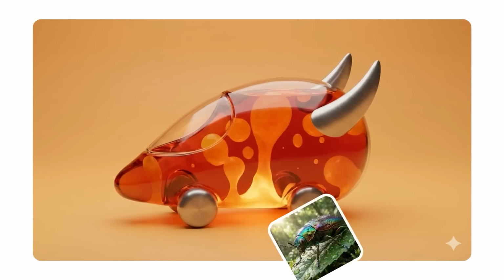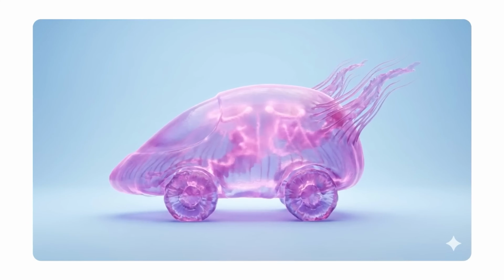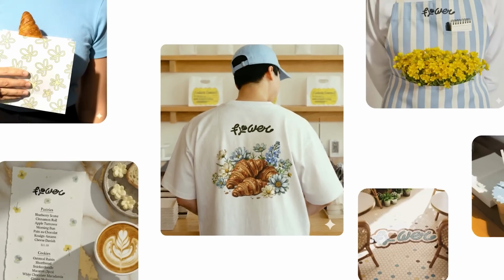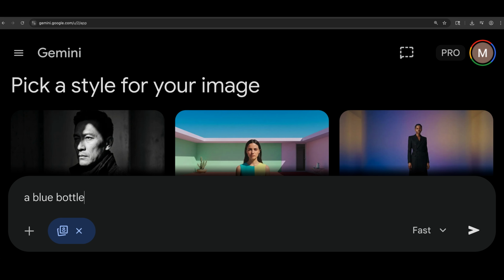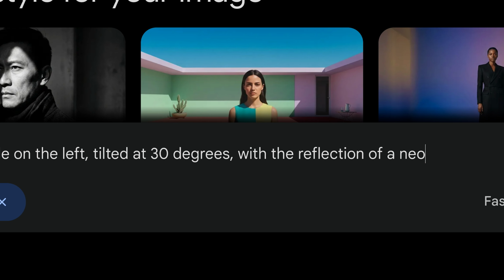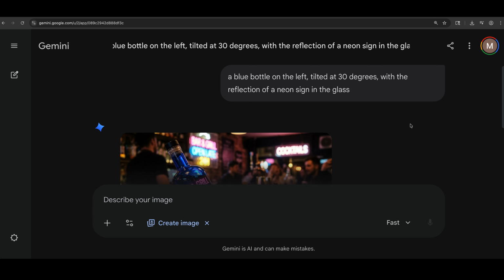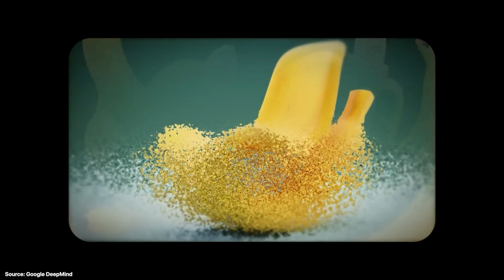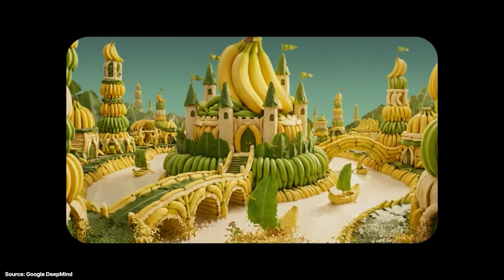These models don't just make pretty pictures, they follow complex spatial instructions. If you ask for a blue bottle on the left tilted at 30 degrees with the reflection of a neon sign in the glass, it gets it right every single time. We have come a long way from Ian Goodfellow's blurry gray digits. In just over a decade, we went from can a computer see a line to can a computer dream a world. AI image generation is no longer a trick or gimmick.